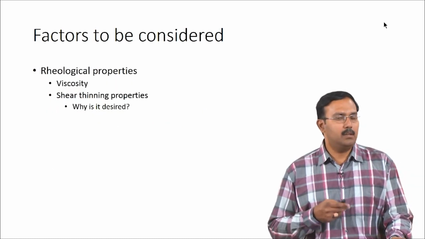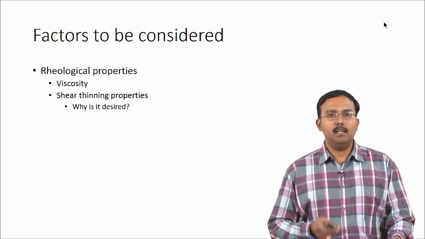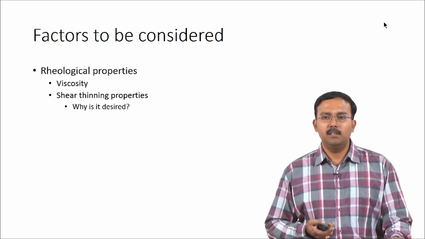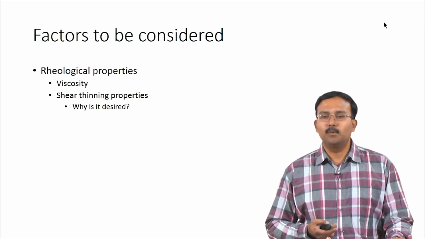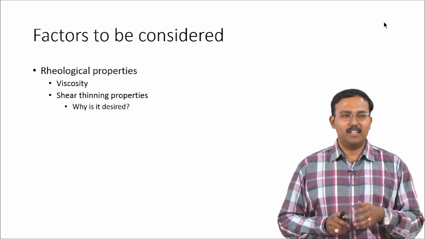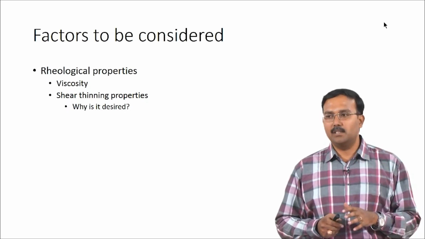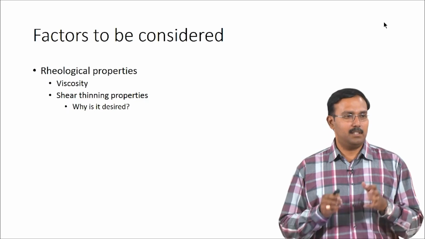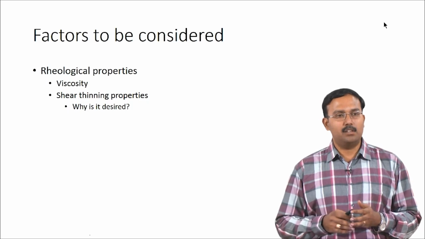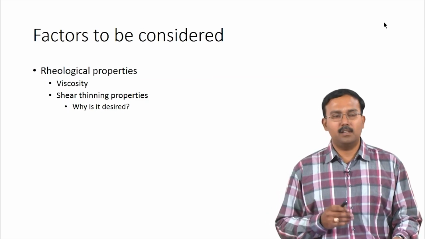When you are looking at the rheological properties, obviously viscosity plays a role when you are printing. Another important property you look for is the shear thinning property. So why do you want shear thinning property? What is shear thinning property? It is a non-Newtonian fluid where, when you give a shear, the viscosity reduces. Newtonian fluids and non-Newtonian fluids are two types of fluids. In a Newtonian fluid, viscosity is constant; in a non-Newtonian fluid, viscosity is not constant. There are different types of non-Newtonian fluids. Shear thinning property is desired for 3D printing.